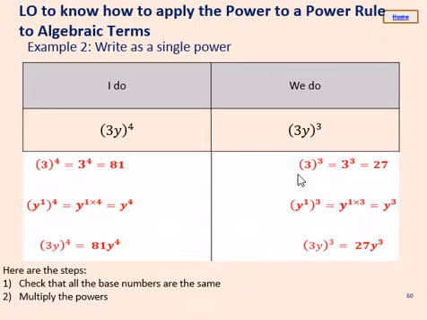And finally for the we do, 3 to the power of 3. Remember we applied this power of 3 to the 3 and the y, so 3 raised to the power of 3 gives me 27, y to the power 1 raised to the power 3 gives me y to the power 3. So my answer is 27y to the power of 3, or 27y cubed.